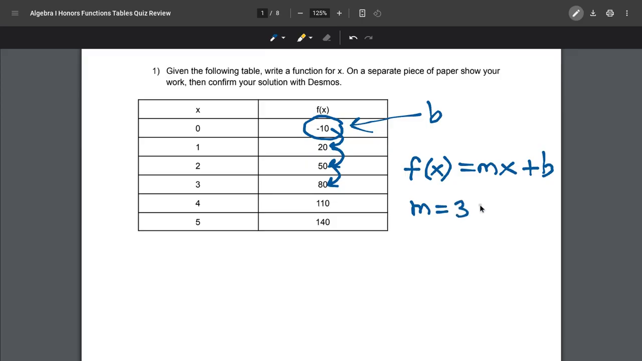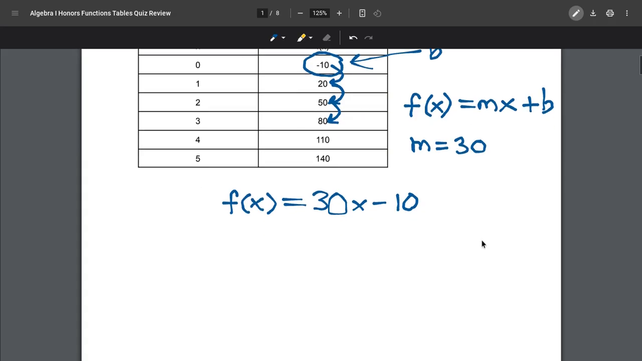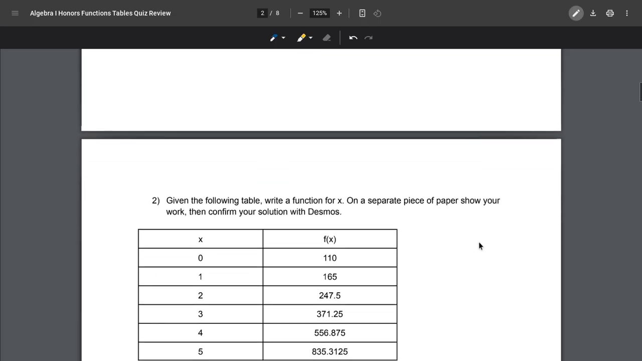Okay, so if I want to write my function, I'm going to write it as f of x equals 30x plus a negative 10, or just minus 10. And there we go. And that 30, that 0 looks really big, but I'm writing with a mouse, so just cut me some slack on that one. All right, let's go to problem 2.